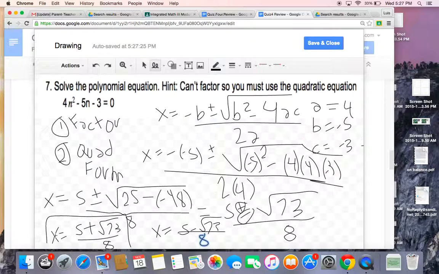In this case, the first solution was x equals 5 plus the square root of 73 over 8. And the second solution was x equals 5 minus the square root of 73 over 8. So the two solutions are x equals 5 plus the square root of 73 over 8 and x equals 5 minus the square root of 73 over 8.